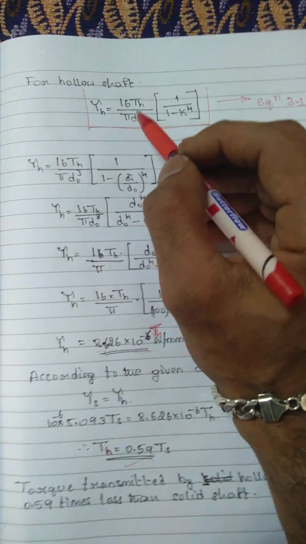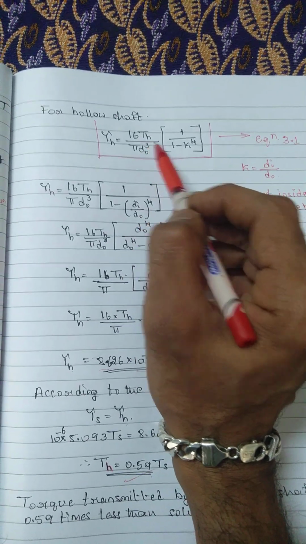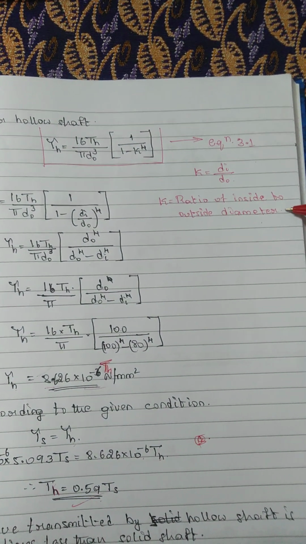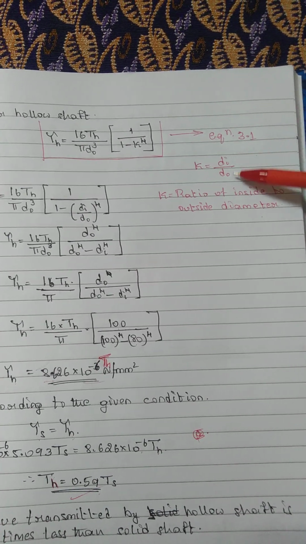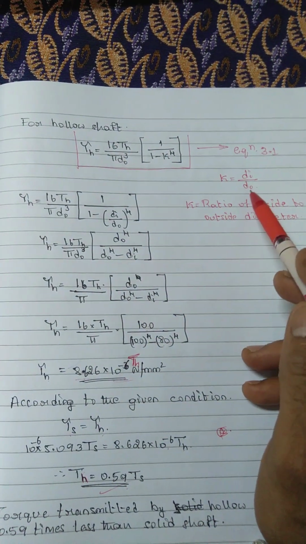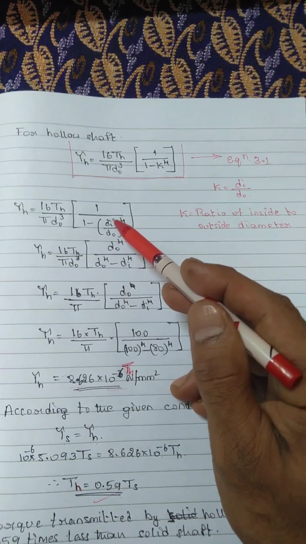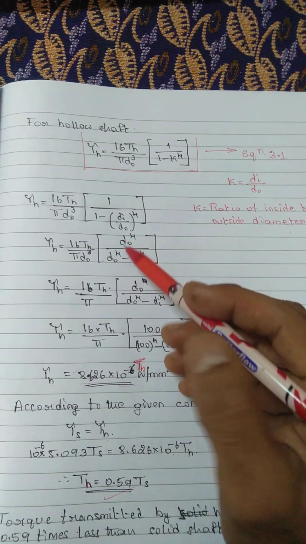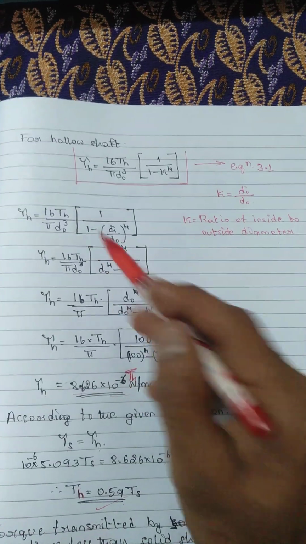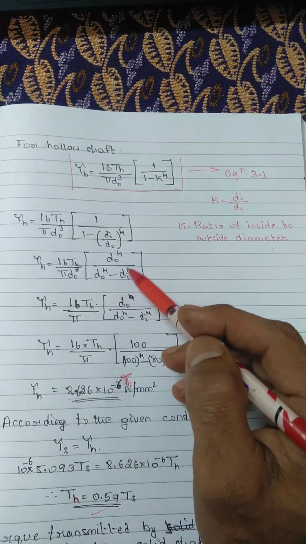Next, the equation for the hollow shaft: tau h, that is hollow, is equal to 16T by pi d cube into 1 by (1 minus k to the power 4). Here k is the ratio of inside to outside diameter, that is di by do. So in the place of k we will substitute di by do, and after opening the bracket we will get di to the power 4 by do to the power 4. Taking do to the power 4 as denominator, we get do to the power 4 minus di to the power 4.